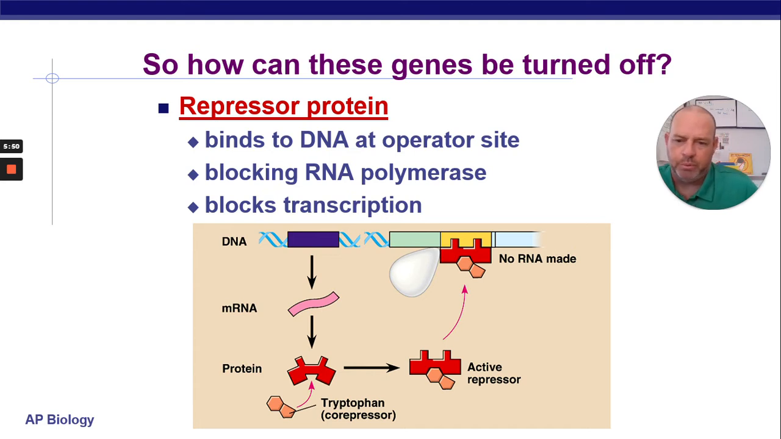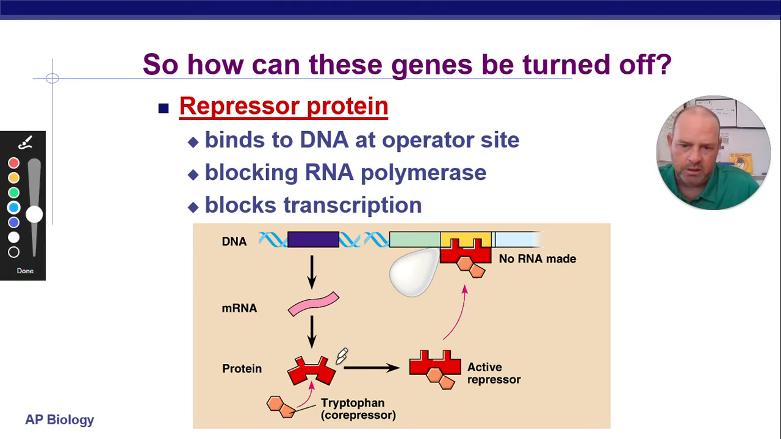So a repressor, and if you look at the diagram down here, I'm going to grab a different color pen. This is your repressor, right? The red thing right here. And so it is used to bind to the DNA at the operator site, which is going to block the polymerase, and it's going to then block transcription. So look at what happens.